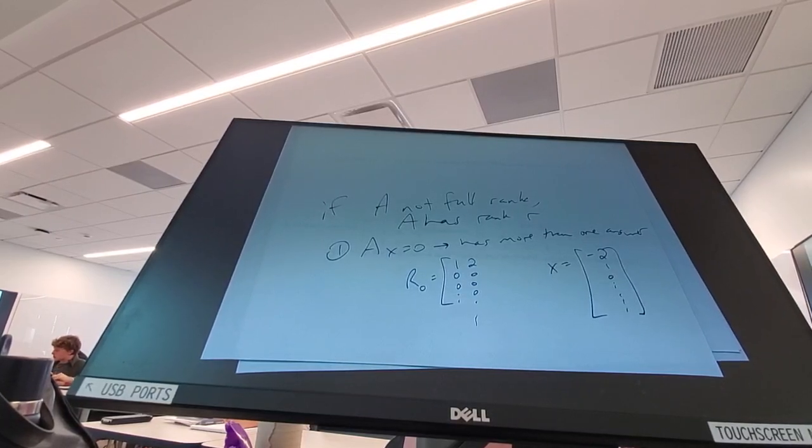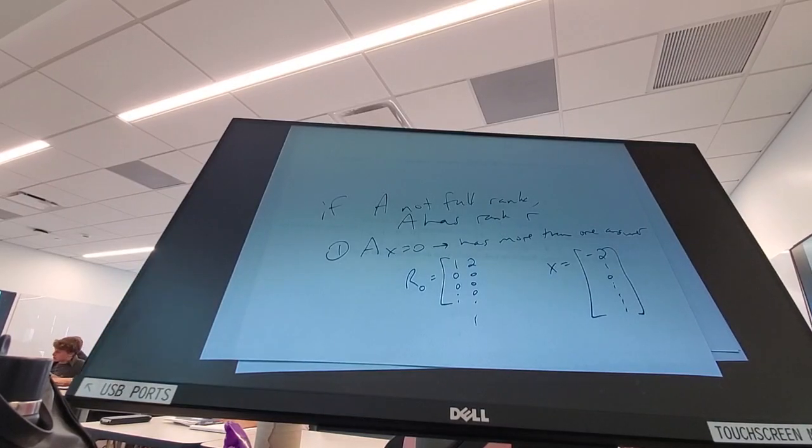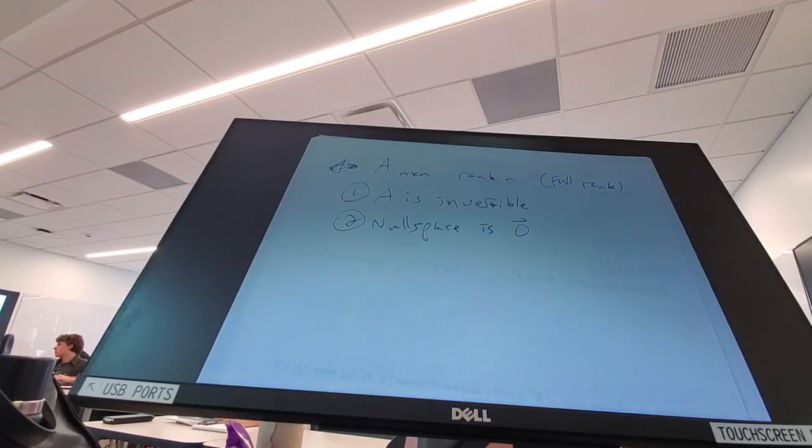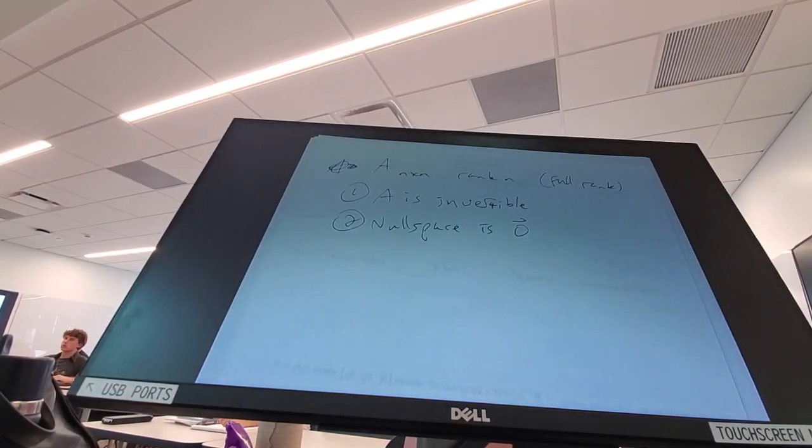Okay, cool. Coming back. Therefore, if none of the columns are dependent on any of the other columns, I have nothing to take advantage of. The only way I can get a zero vector is to zero everybody out.